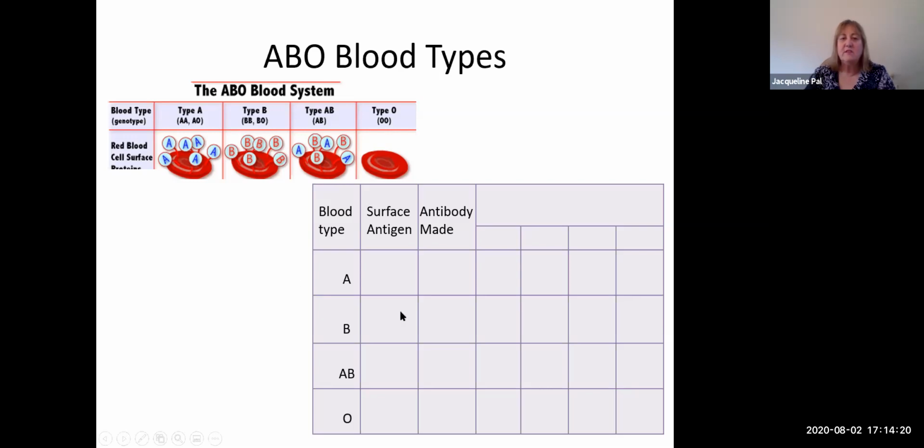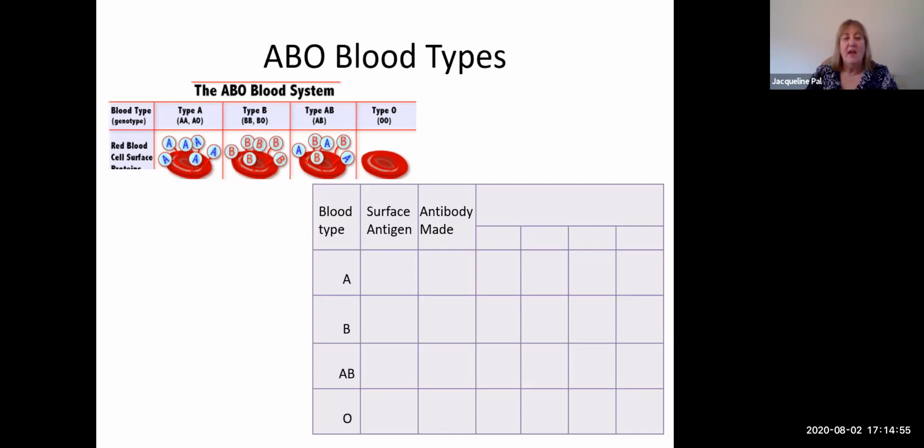Okay. So what did you write if you're type B and you have B antigens? Hopefully you wrote anti-A's. How about if you're type AB blood, the surface antigens were A and B? Would you be making anti-A's? No, because you have A's. Would you be making anti-B's? No, because you also have B's. So you wouldn't be making any antibodies. Make sure you write the word none.